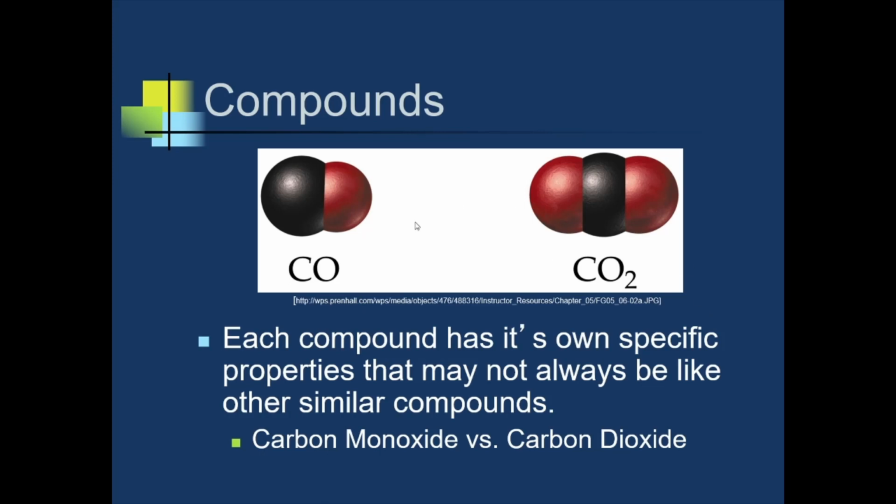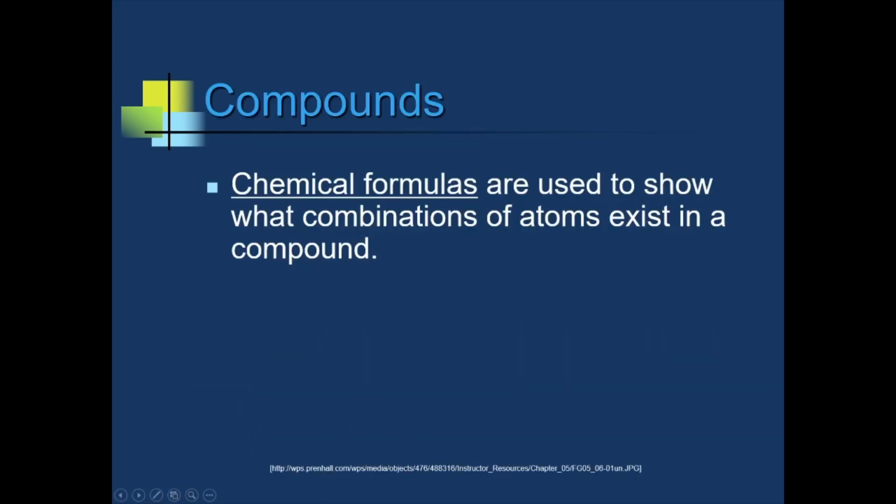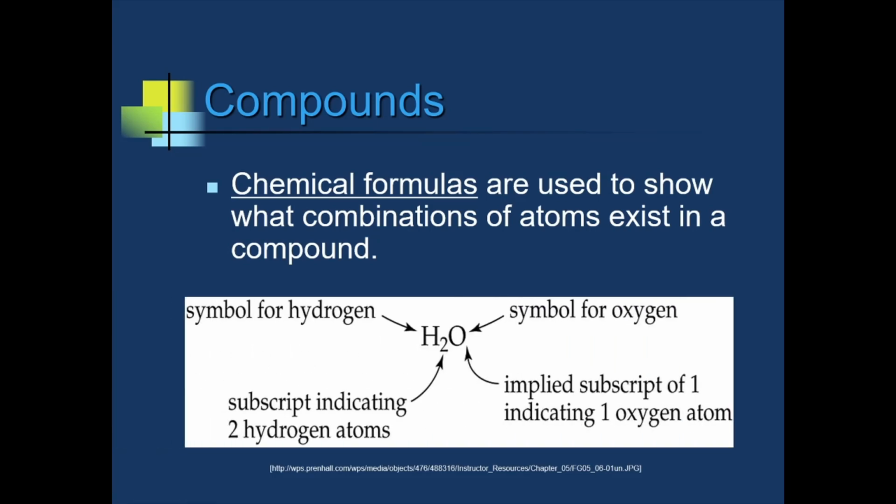So even though they look similar, it's important to know that compounds can have different chemical properties, even if they're different by just one atom. So chemical formulas are used to show what combinations of atoms exist in a certain compound. So we see these chemical formulas all the time. The one that we're going to take a look at is an example of water. So we know water's chemical formula is H2O. What does that mean? So we're going to have little indications here of what each part of it means.